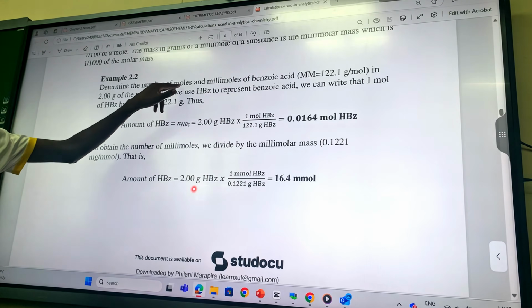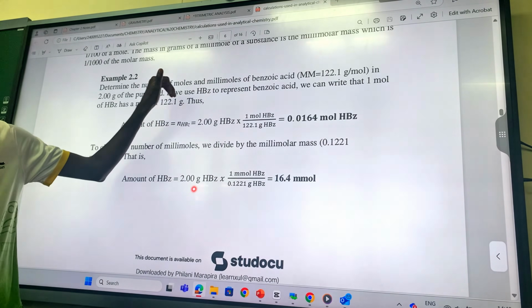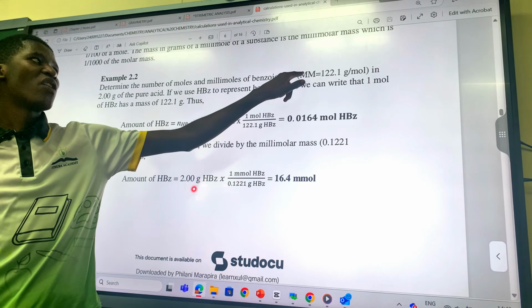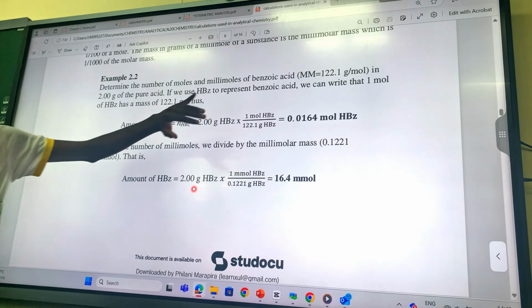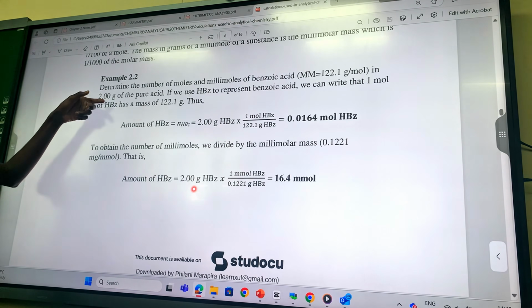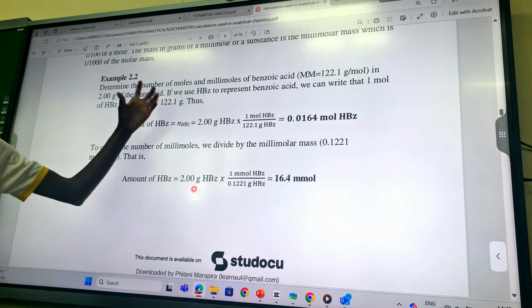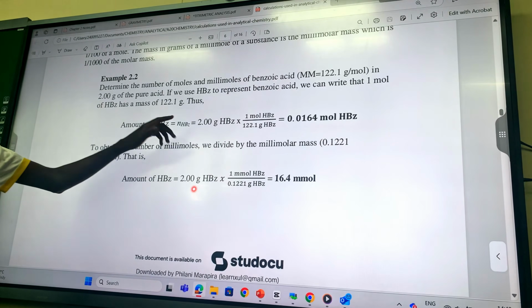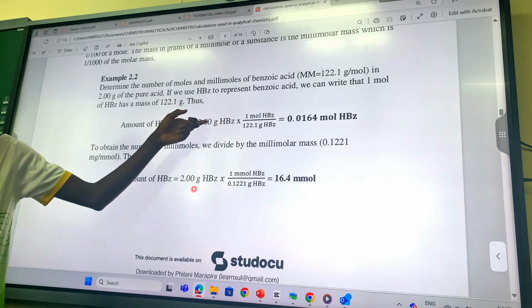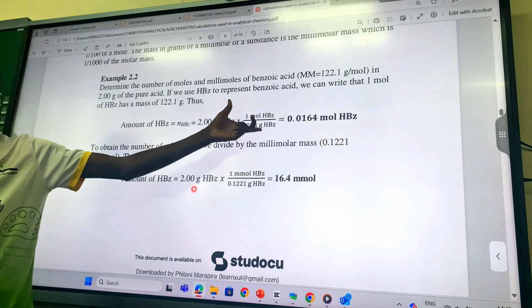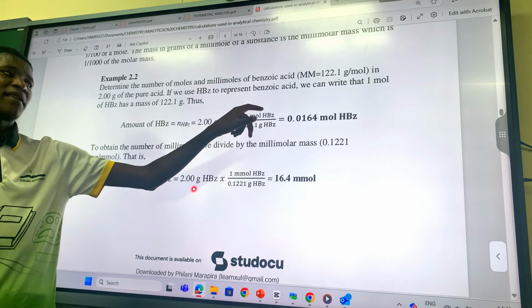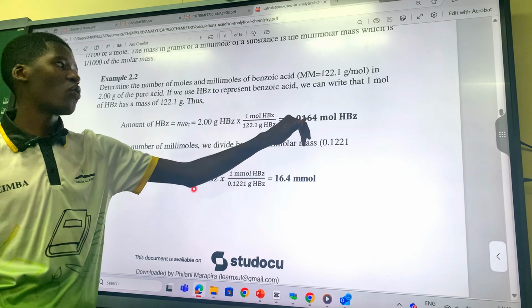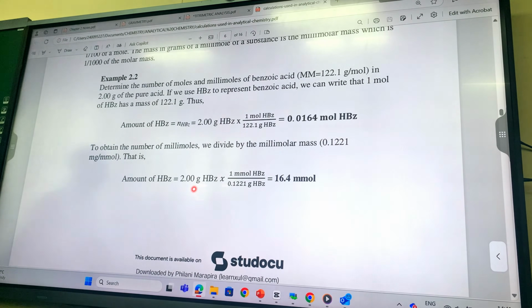Here they say determine the number of moles, and later millimoles, of benzoic acid with a molar mass of 122.1 grams per mole. And you are given 2.00 grams of the pure acid. To find the number of moles, you say mass, which must be in grams, over molar mass. You substitute the units: 2.00 grams over 122.1 grams per mole. Then you get 0.0164. How many significant figures are you going to round this off to?